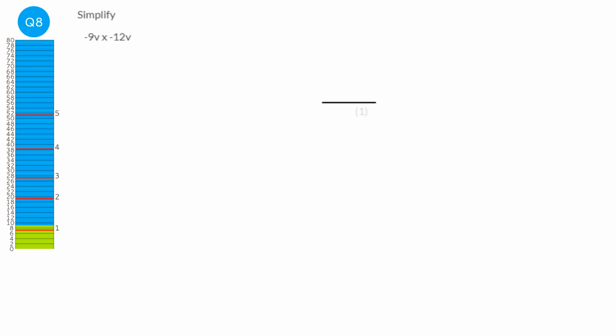Whenever we multiply two negatives, we always get a positive, so we know our answer will be positive. We're going to do 9 times 12, which is going to be 108, and v times v, which is going to be v squared.